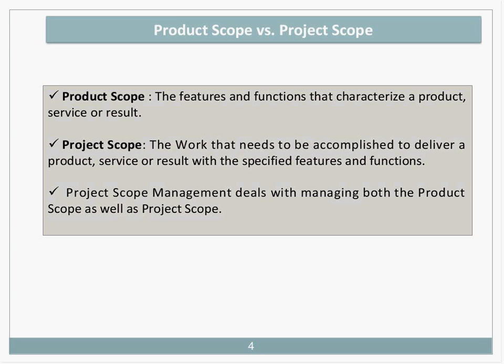Scope management, as defined in the PMBOK, includes both the product scope and the project scope. In real life, we normally talk about the scope of the project, meaning both. Are there questions regarding the difference between the project and the product scope?